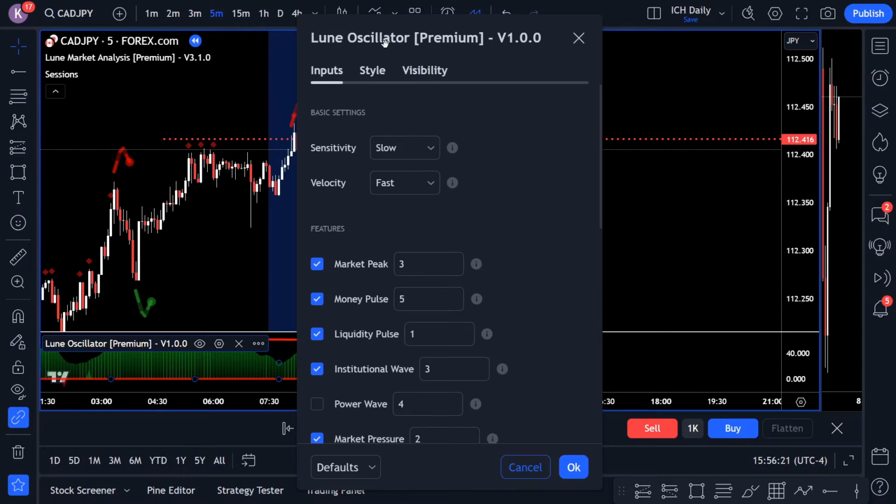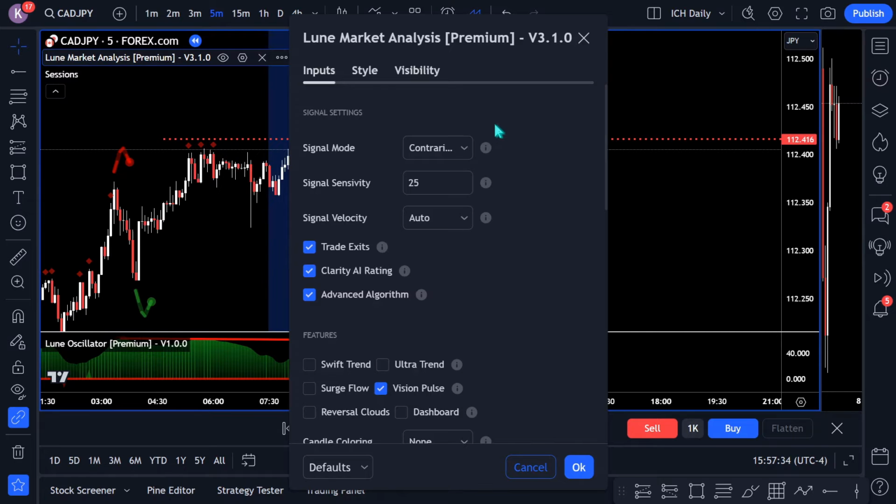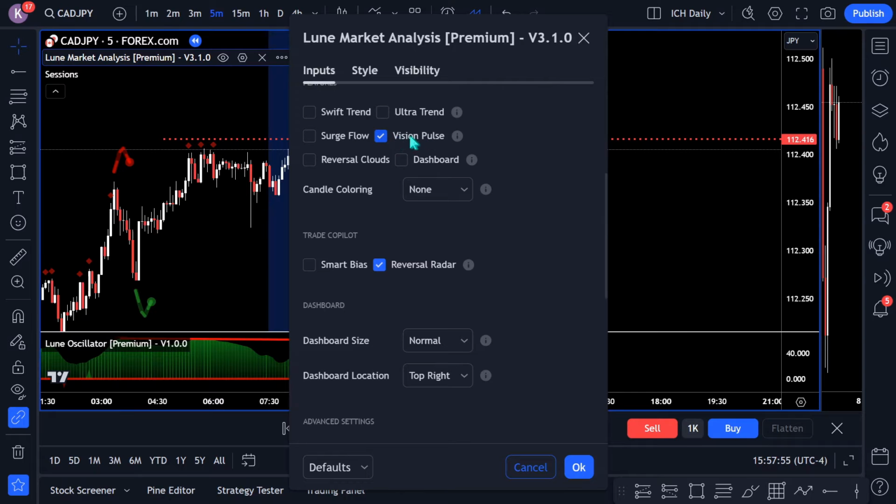For the Loon oscillator, I have it set to slow, velocity is fast, peak is 3, pulse is 5, pulse is 1, wave is 3. Market pressure is 2. I have it selected to the reversal and then regular divergence. Up top on market analysis, I have the signal mode set to contrarian, which is the reversal mode. Sensitivity is 25, signal velocity is auto. I have trade exits, clarity AI, and the advanced algorithm checked. Scrolling down, I also use the vision pulse and the reversal radar.